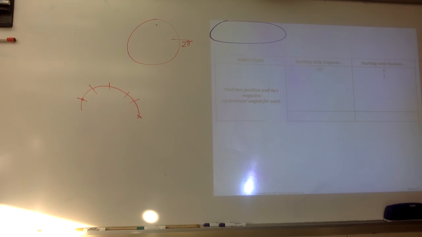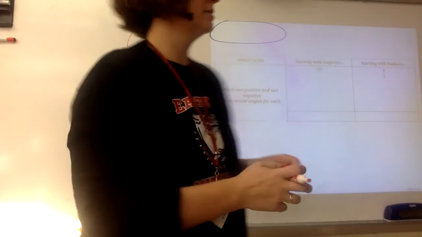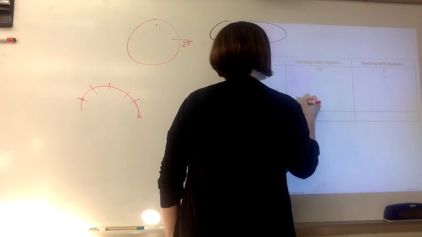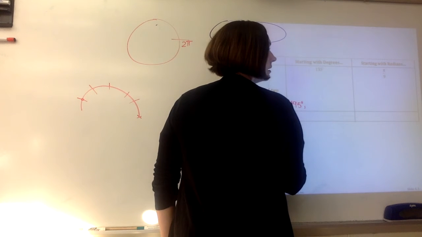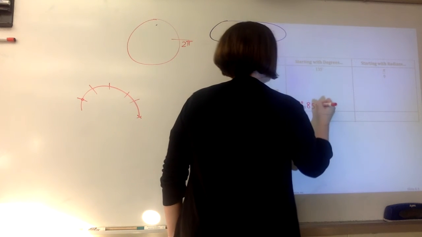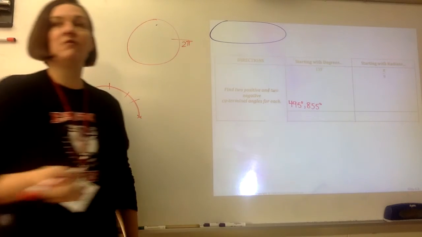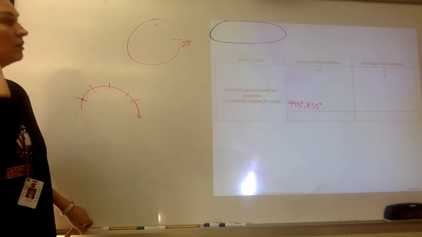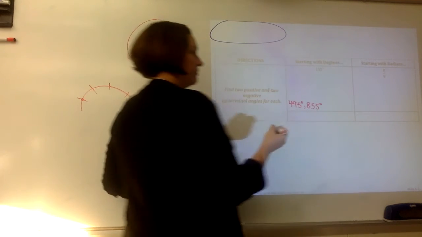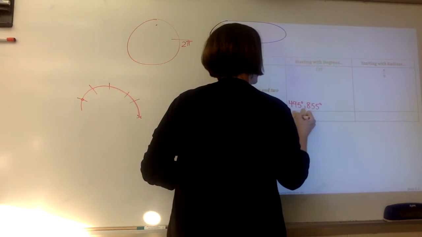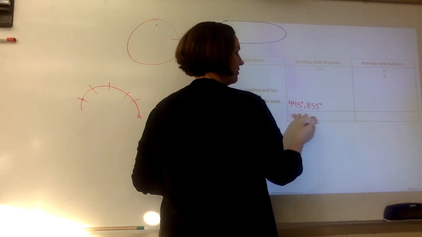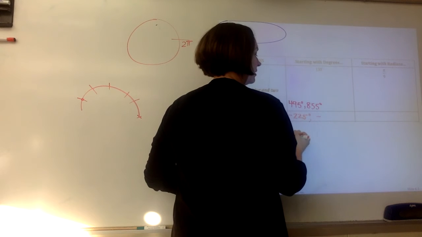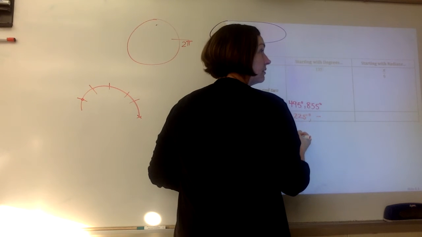All right, so 135 plus 360, 495, plus another 360, 855. That's a whole lot of revolutions. Okay, 855. Now I want 2 negatives. So take 135 minus 360: negative 225, and then negative 585.